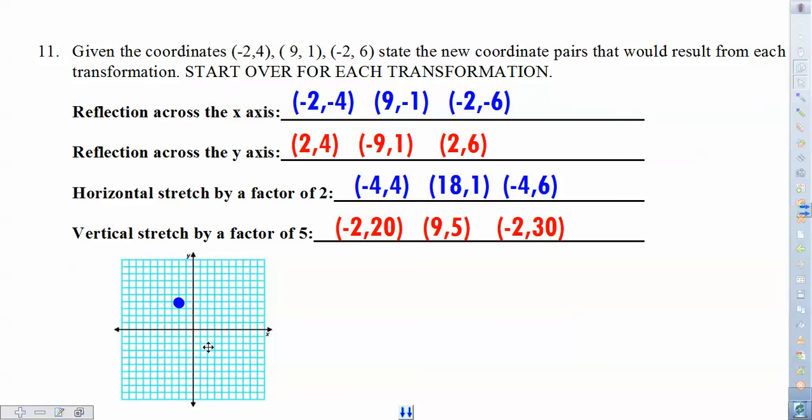Now, if I want to do a horizontal stretch by a factor of 2, I want to widen where that point is in relationship to the y-axis. So if I have a point right here and I want to stretch it by a factor of 2, which means I need to double its distance. If it's already 2 away from the y-axis, I double it, and now it's 4 away from the y-axis. So now what we're going to do here with all these points, all those x's, is we're just going to take those and multiply them by a factor of 2. So now it becomes -4, it becomes 18, it becomes -4. And notice the y coordinates just stay put.